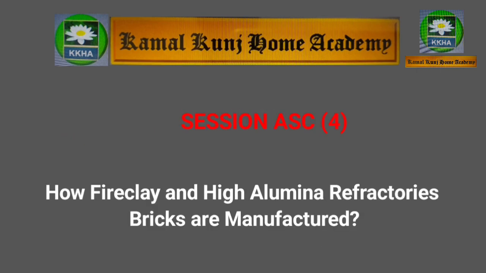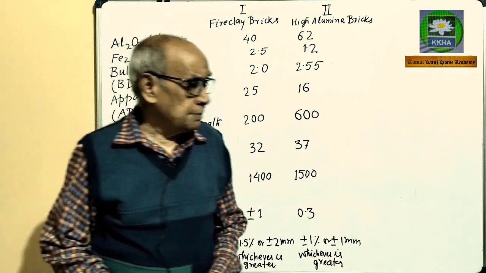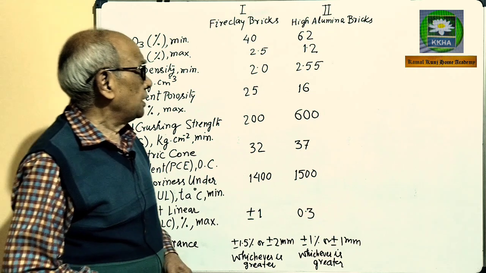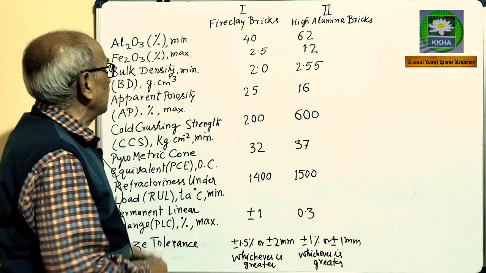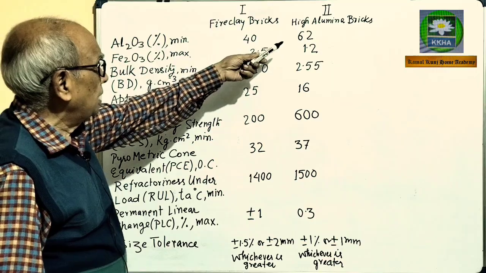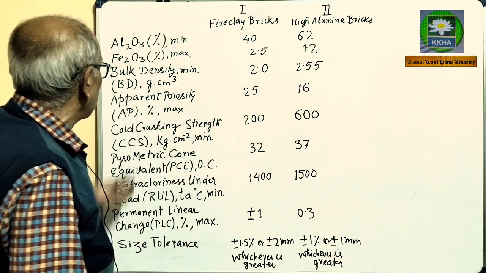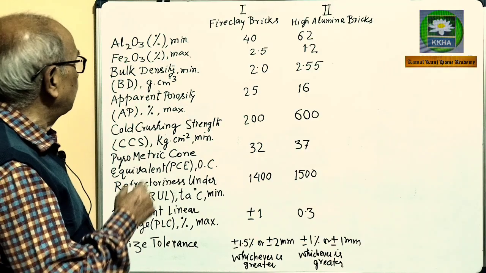In this session, we will discuss the manufacturing process of Fireclay and high alumina refractory bricks. Now suppose the customer has given the following specifications of Fireclay and high alumina refractory bricks. Here for Fireclay the specification is alumina 40%, in case of high alumina 62%. They are different. Fe2O3 maximum 2.5%, 1.2%.